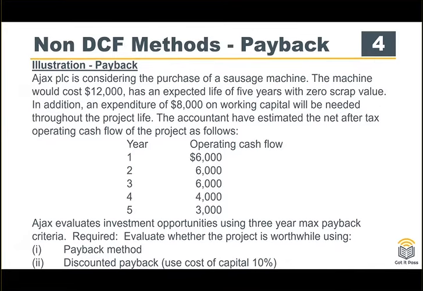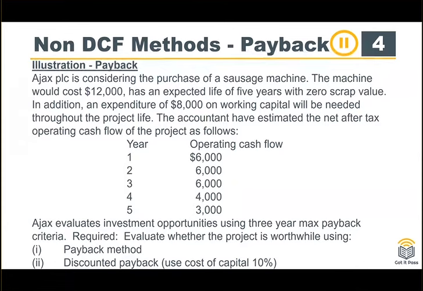Okay, here is another illustration about the payback method. Take some time to read these questions on page 4 in your course notes. When you finish reading through the question and are coming back, you can pause it now. Okay, welcome back.